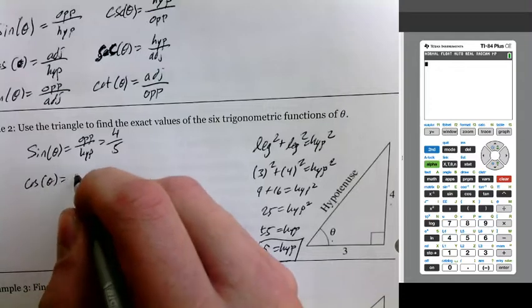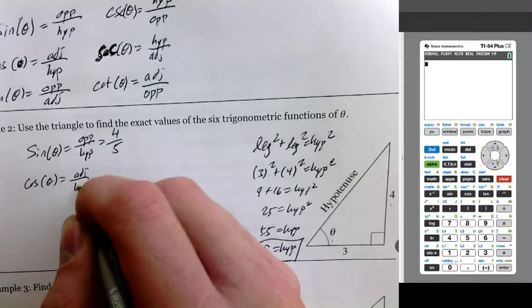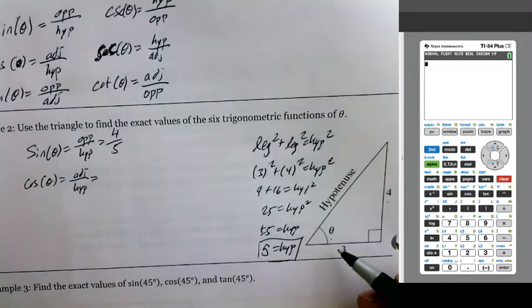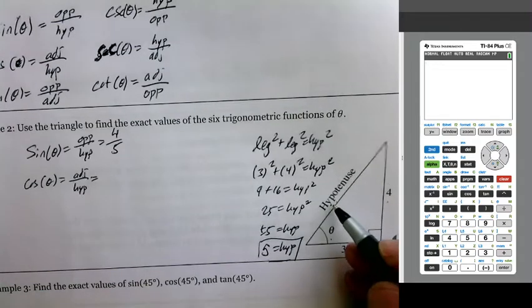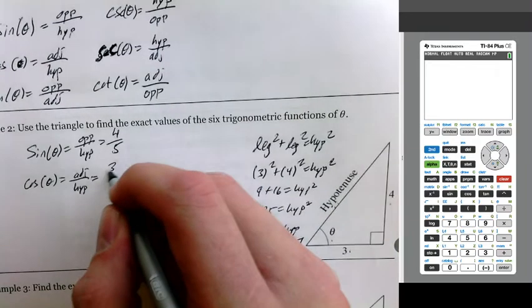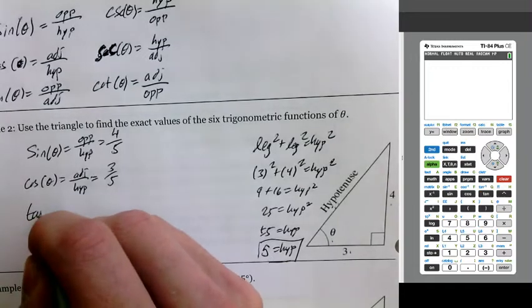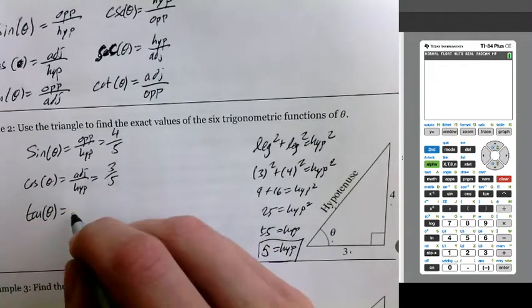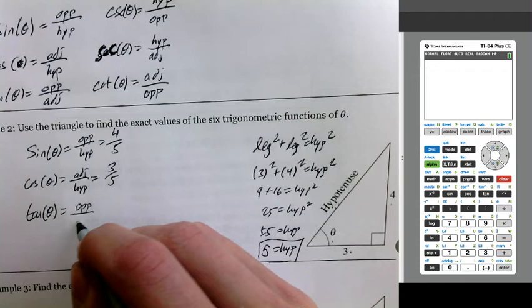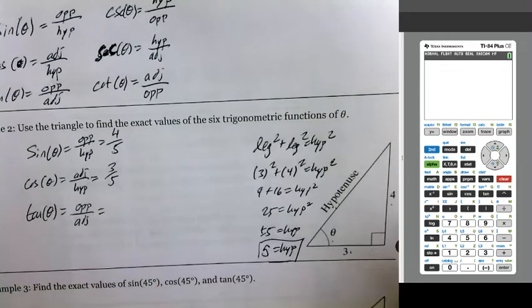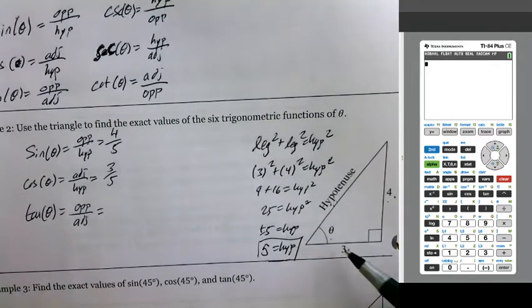Cosine of theta is the adjacent side divided by the hypotenuse. So in this case, that's going to be 3 divided by the hypotenuse, which is 5. So 3/5. And tangent of theta is going to be the opposite side divided by the adjacent side. So that's going to be 4 divided by 3.